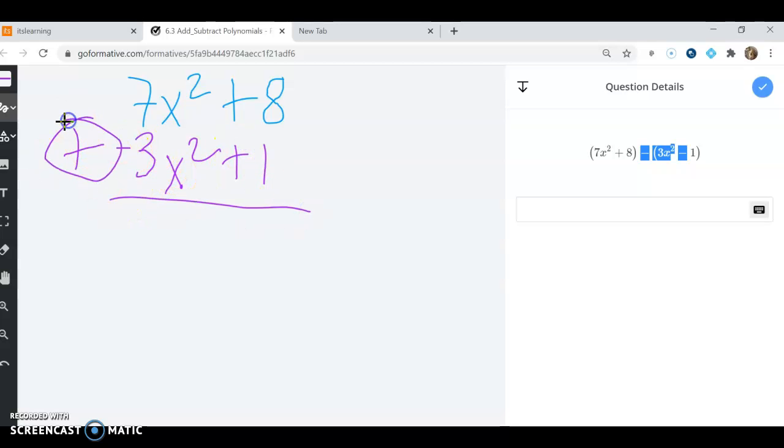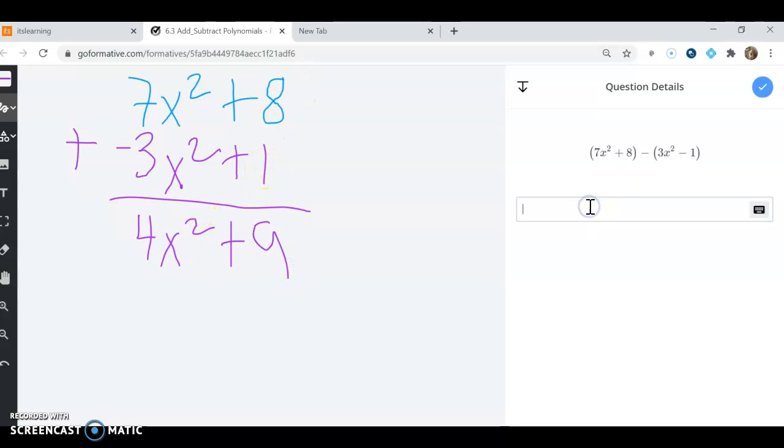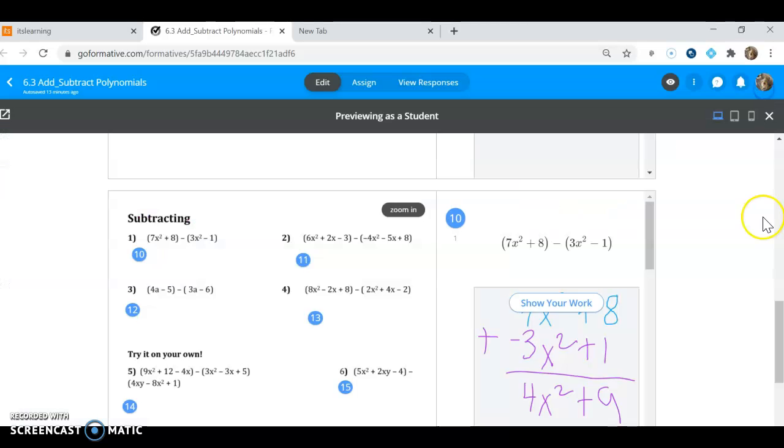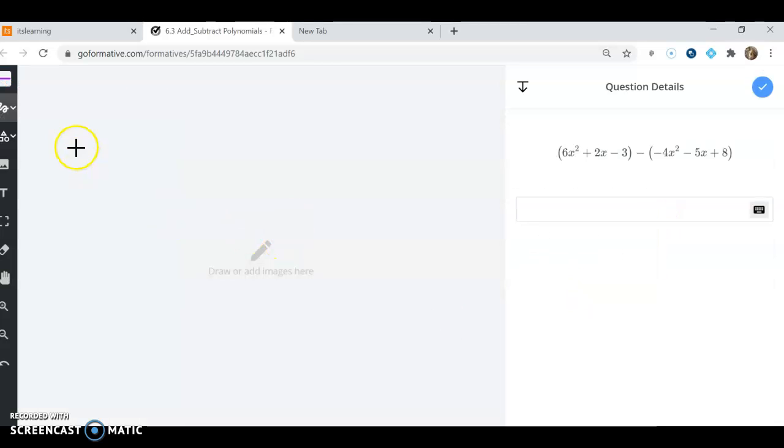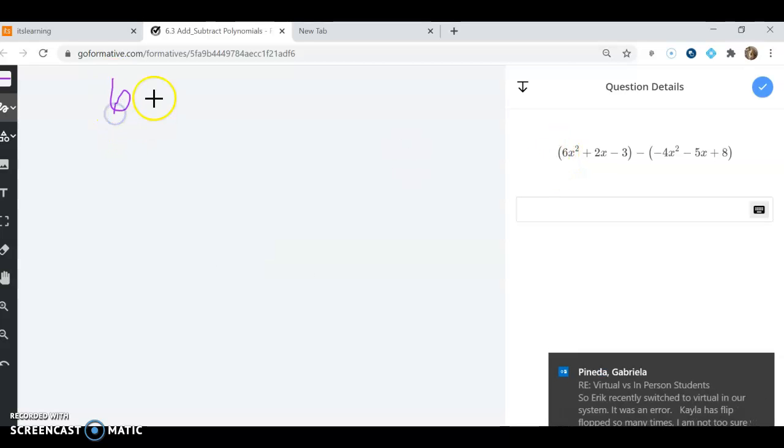Then we're just going to add our like terms. 7x squared minus 3x squared is 4x squared. 8 plus 1 is 9. So our answer is 4x squared plus 9. Okay, we're going to do it one more time. We're still subtracting. So remember, there's nothing in front of the first parentheses, or there's a 1.